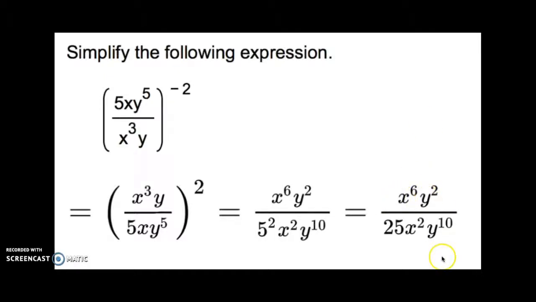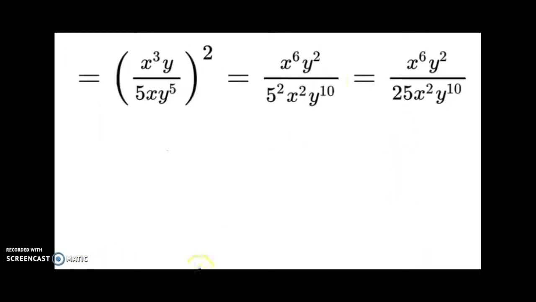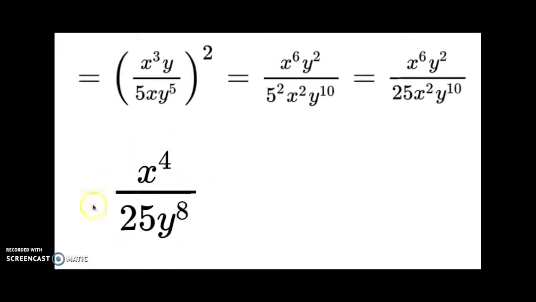Notice how there are still y's and x's in my expression. I have to simplify that, because I have x's on the top and the bottom and y's on the top and the bottom. So looking at the x's, I subtract the larger exponent from the smaller one, so 6 minus 2 is 4. So I'll have x to the 4 up top, since that's where the larger one was, and that 25 stays at the bottom. Now I look at the y's. Subtract the larger from the smaller, I have 10 minus 2 is 8. The larger exponent's at the bottom, so I'll have y to the 8 at the bottom. So then this here would be my final answer, x to the 4 over 25y to the 8.